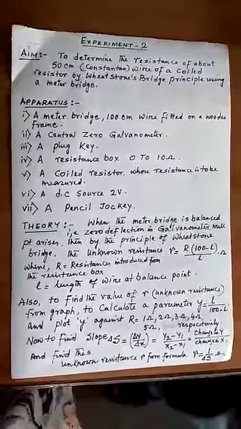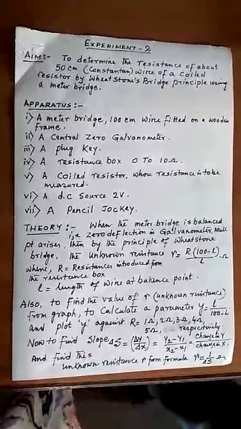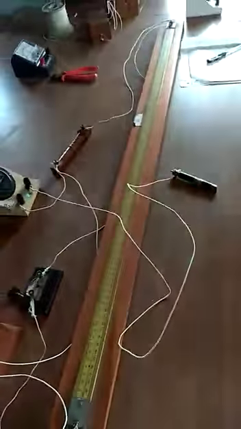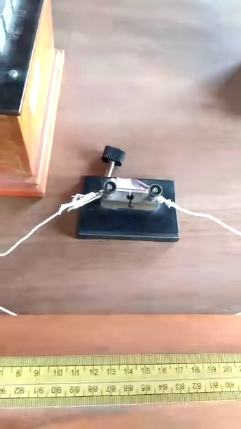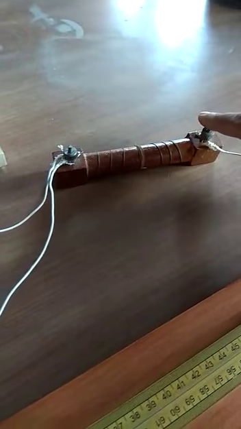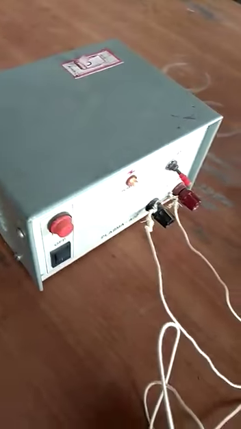The apparatus required here, you see: a meter bridge, a 100 centimeter wire fitted on a wooden frame, a central zero galvanometer, a plug key, and a resistance box 0 to 10 ohm, a coil resistor whose resistance is to be measured, a DC source of 2 volt, and a pencil jockey.